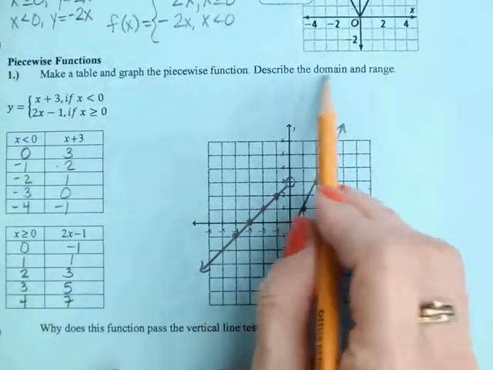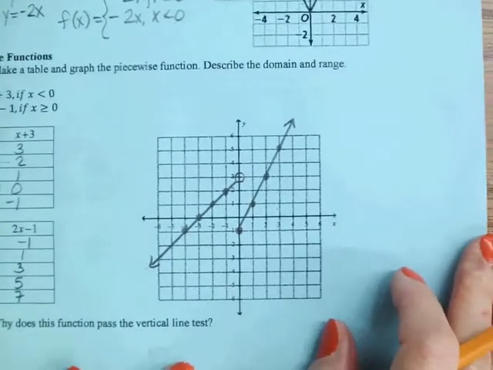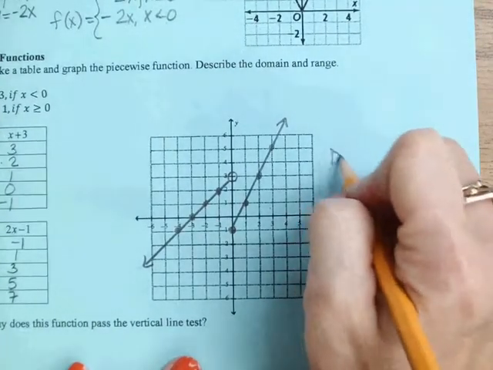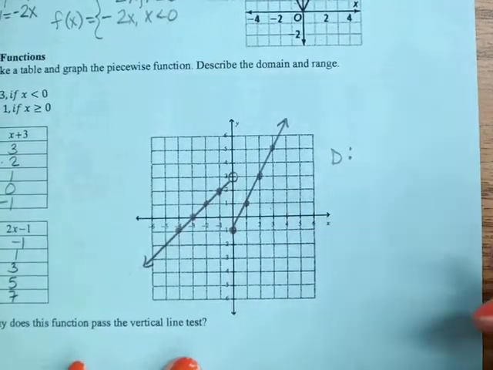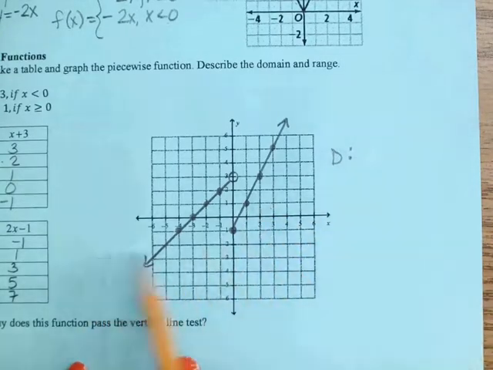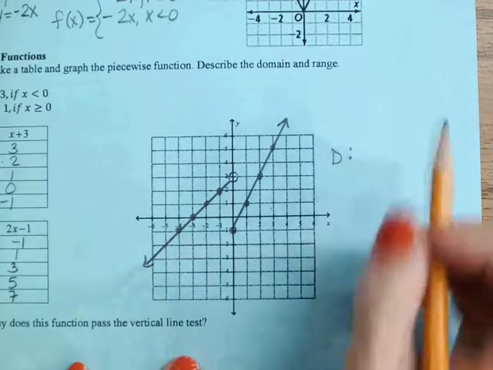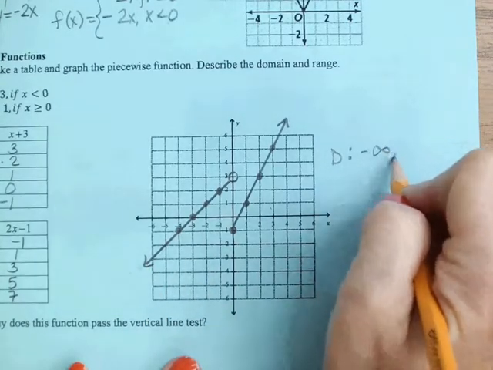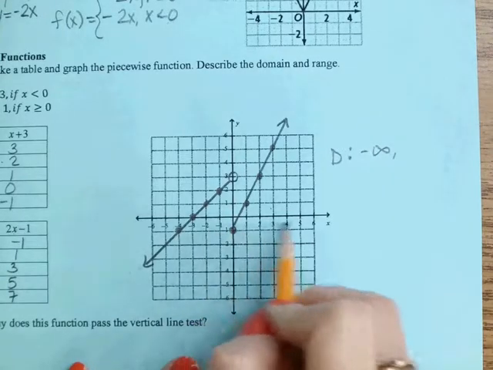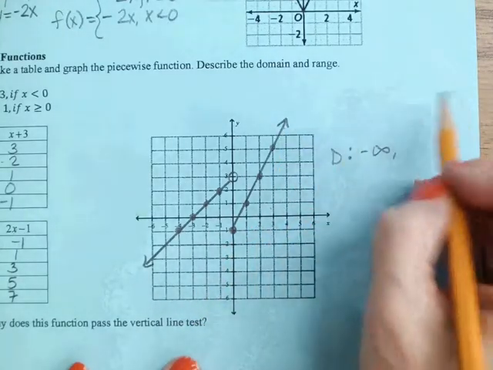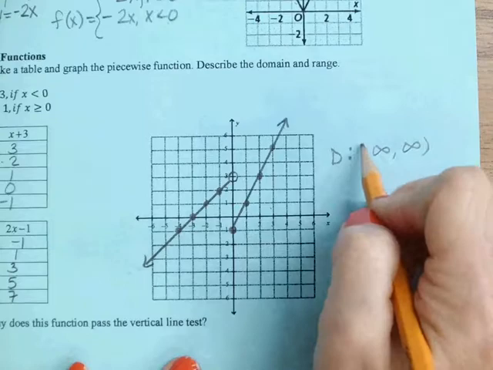It says describe the domain and range. So I'm going to just go ahead and do this off to the side right here. My domain. So this is left to right. A reminder of that. And so from the left, my arrow tells me it's going to go on forever. To the right, in the right direction, the arrow tells me it's going to go on forever. So negative infinity to infinity.